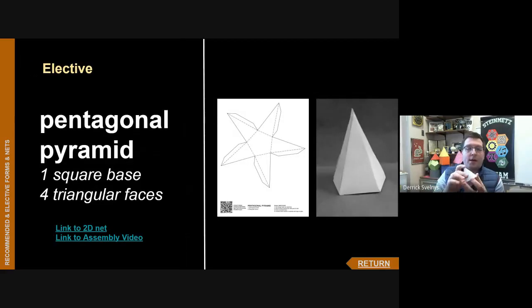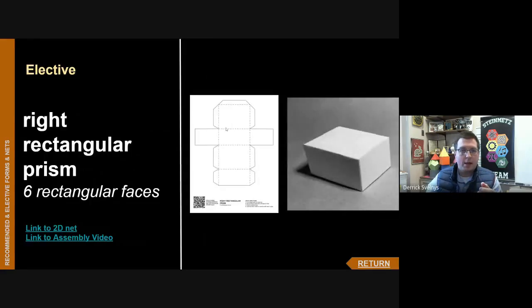Next one is the Pentagonal Pyramid. This one has a pentagonal base and then 5 triangular sides to it. This one is like a lot of turrets on houses. If there's a little turret, it's kind of like a round pointy part to the house. This is what the roof structure looks like. And the last one, the right rectangular prism. Yeah, it's a box. But it's called a right rectangular prism. Why? Because the ends, you have one here and one here, well, they're rectangles.